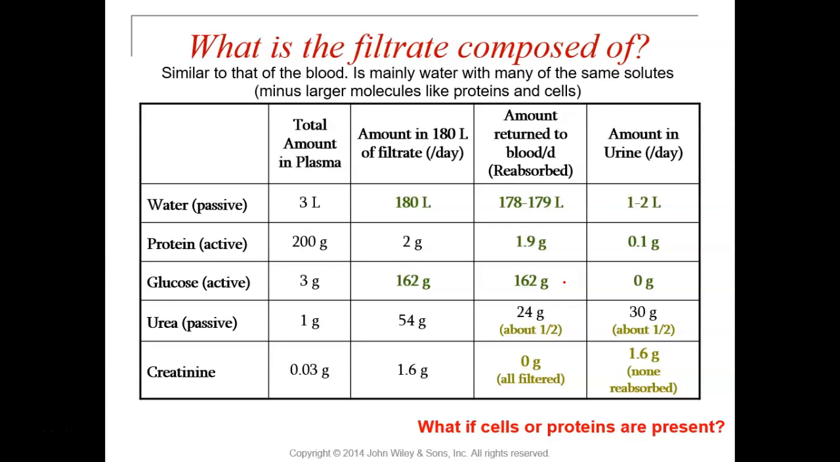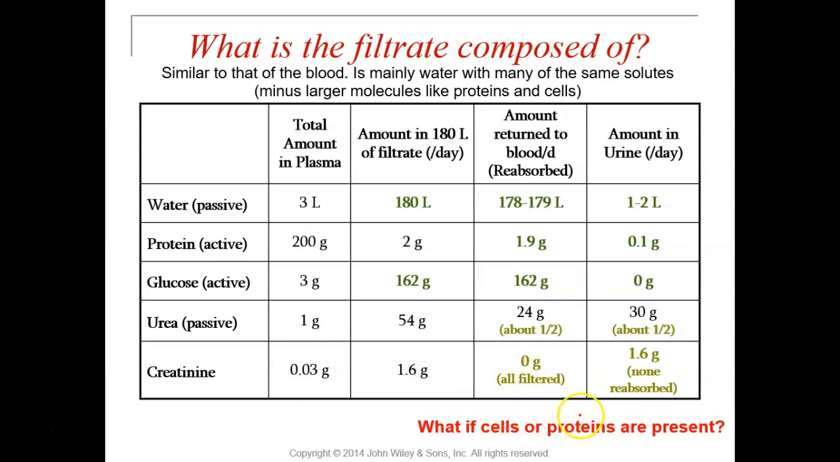Now we see urea and creatinine. By and large, these are waste products. Urea does have several functions, so we do see around half of the urea is reabsorbed. Creatinine, all of the creatinine that is filtered out is lost in the urine purposefully. So there's no amount of creatinine which is reabsorbed.